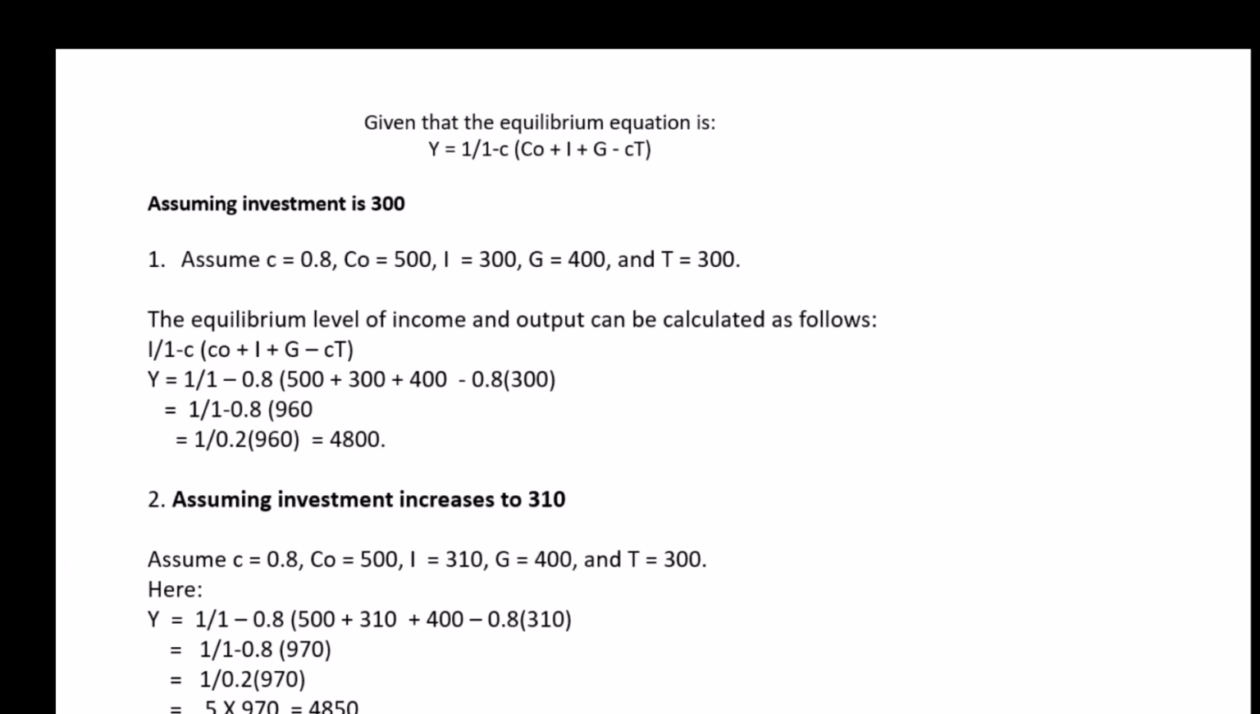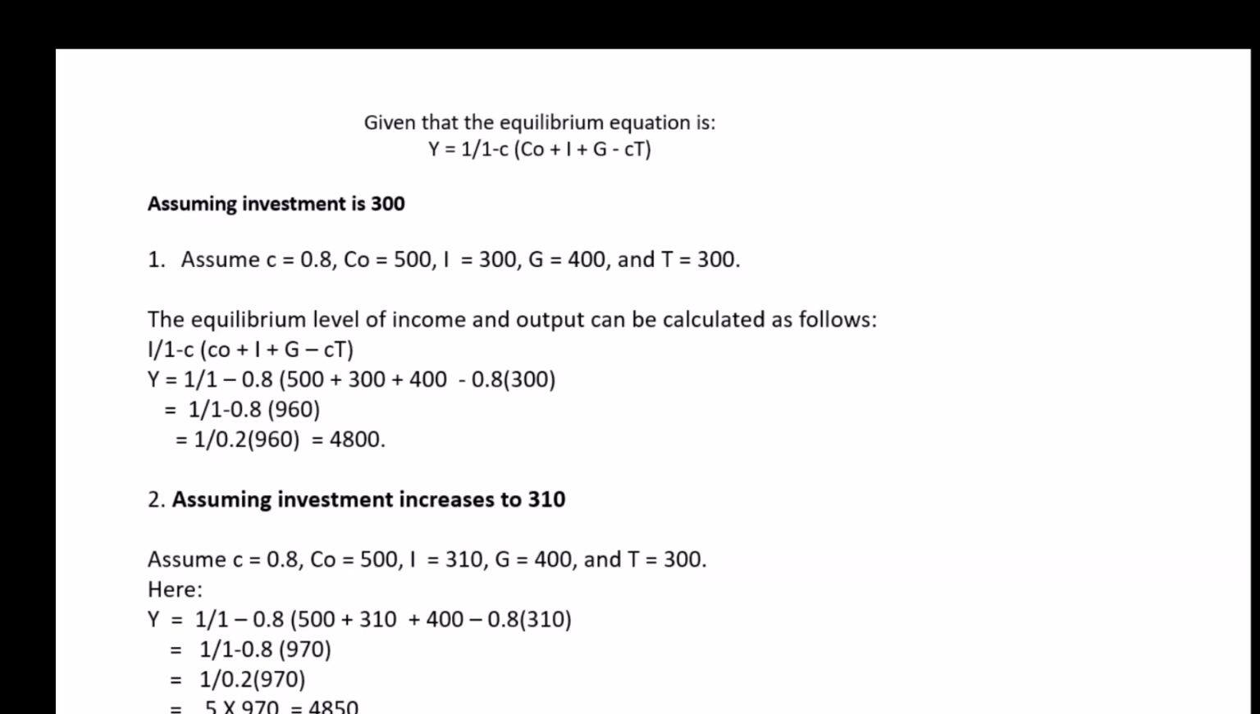Okay, so you bring down the 1 over 1 minus C, right? Which C is, we know, given as 0.8. In your brackets, you get 500 plus 300 plus 400 minus 0.8 of 300. Anybody have a problem with that? So your C is also your MPC, which is 0.8 times 300, which is your taxes. And you simplify the brackets, you get 960. So 1 over 1 minus 0.8 is 1 over 0.2 times 960 will give you 4,800.